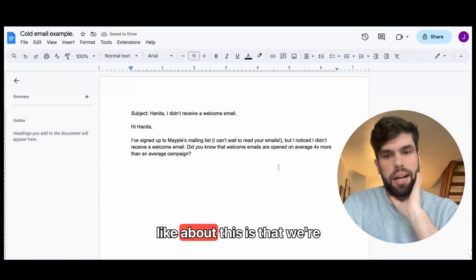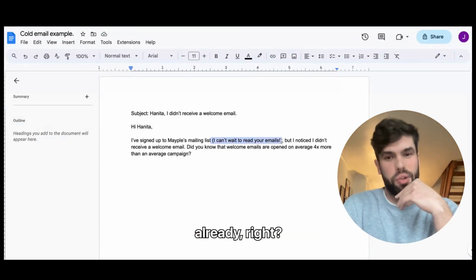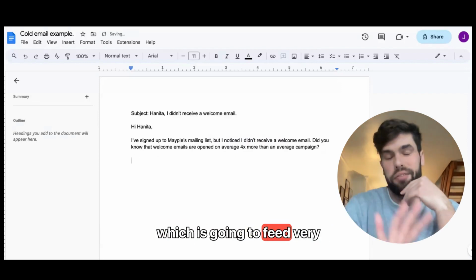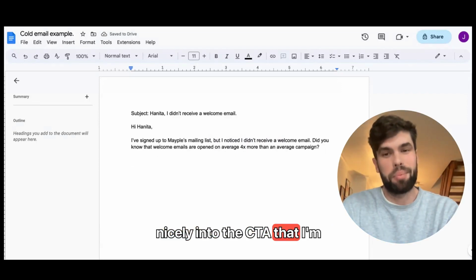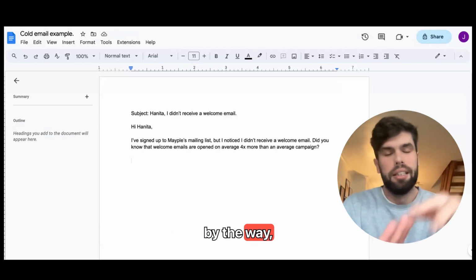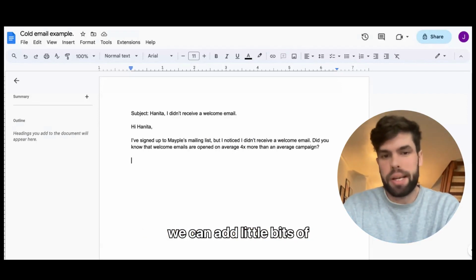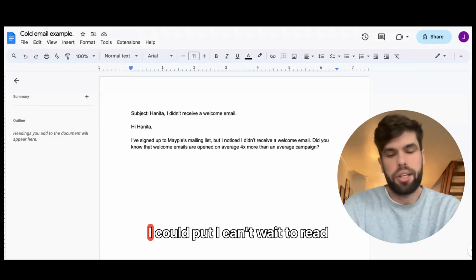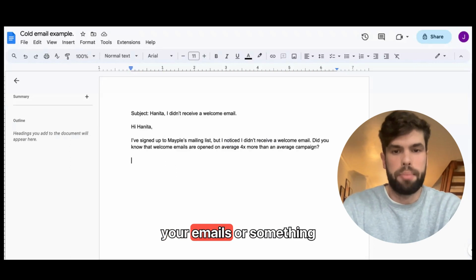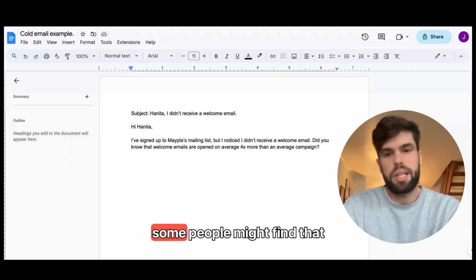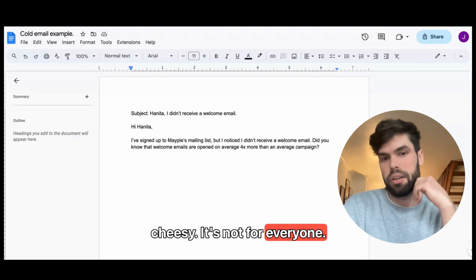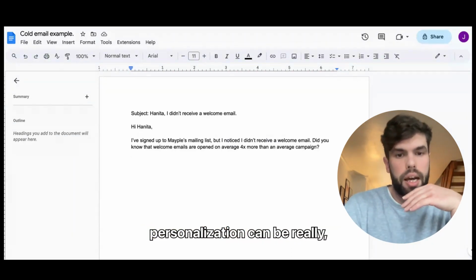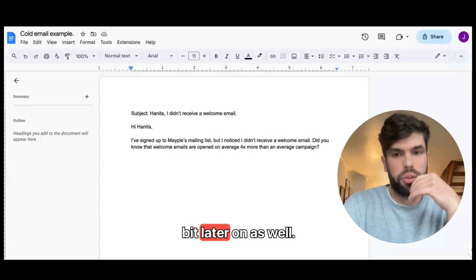The other thing that I really like about this is that we're kind of selling the service already, right? So we're demonstrating why you should have a welcome email, which is going to feed very nicely into the CTA that I'm going to present here. By the way, throughout this whole process, we can add little bits of personalization and personality if we want. So for example, after list here, I could put, I can't wait to read your emails, or something like that. Now, some people might find that cheesy. It's not for everyone. But again, just finding these opportunities to insert these little bits of personalization can be really, really good. I'll talk about that a bit later on as well.